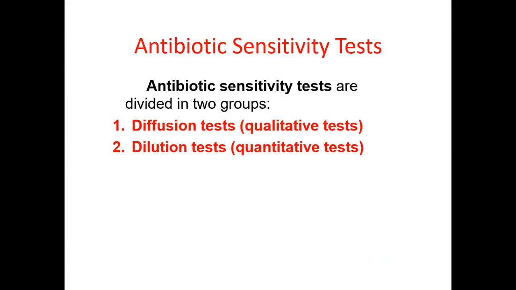To choose the correct antibiotic for therapy, it is necessary to know the sensitivity of bacteria, and we can find this information by a specific antibiotic sensitivity test. It can be a diffusion test or a dilution test. Diffusion is qualitative, dilution is quantitative. The diffusion test just answers which antibiotic will be effective, but the dilution test also gives information about the concentration of antibiotic which will be the best.